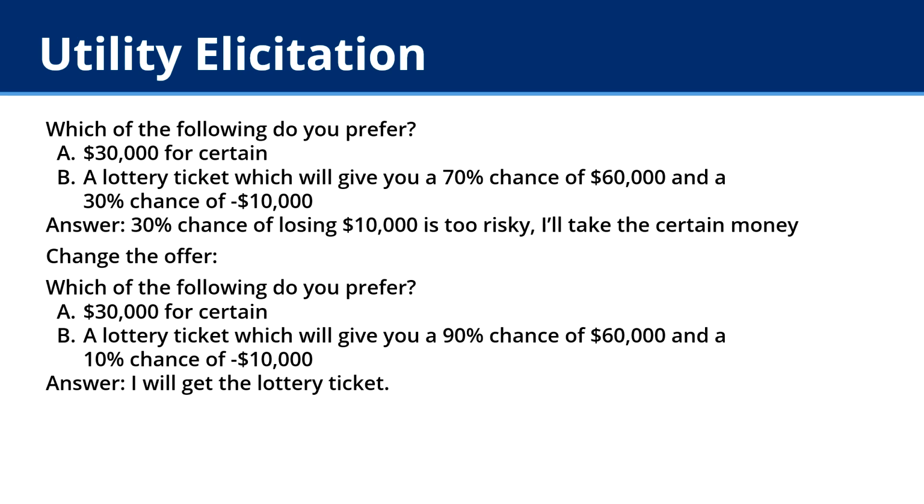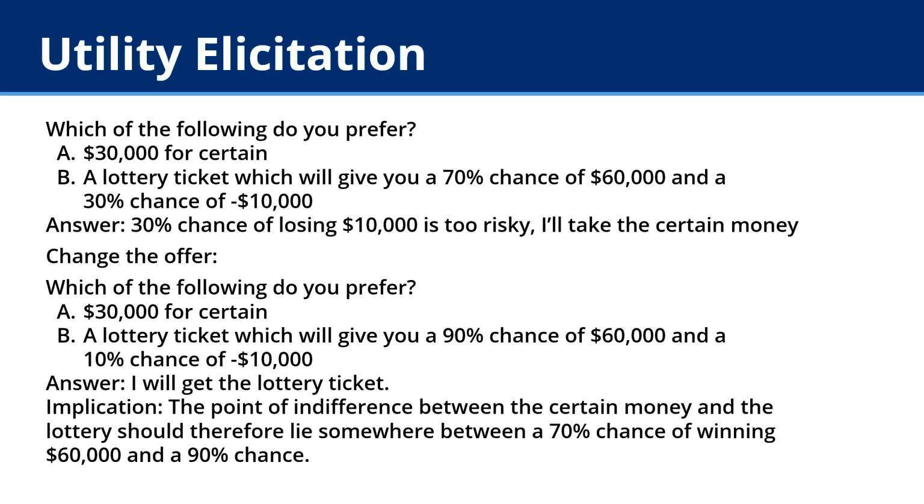So what does this reveal? This reveals that the point of indifference between certain money and the lottery ticket lies somewhere between a 70% and 90% chance of winning $60,000. So we know this decision maker's indifference point lies somewhere between 70 and 90%. Somewhere in there, they'll be willing to trade off a $30,000 guarantee for a lottery ticket for $60,000.